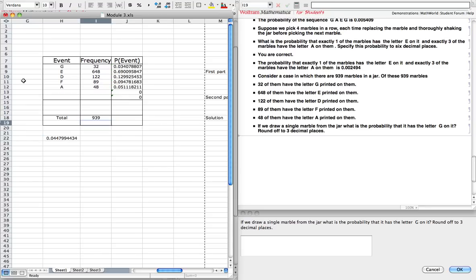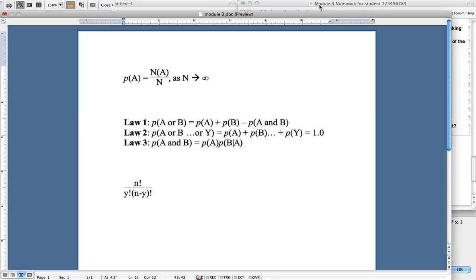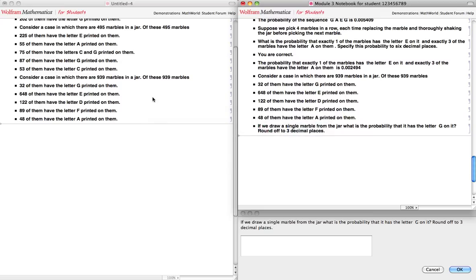And the total number of marbles is 939. Okay, so what Excel has done is compute the probability of getting each marble for me. For marble G, Excel has divided 32 by 939. For E, it's 648 divided by 939, and so on. In each case, I've used this first equation here: the probability of event A is the number of occurrences of A divided by the total number of occurrences. So far it's not that difficult.